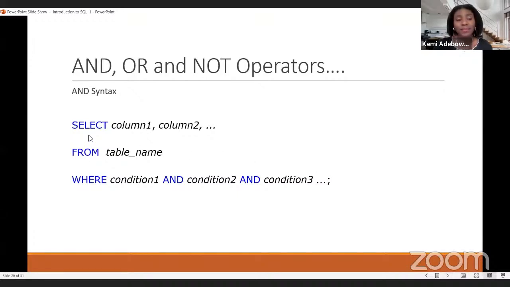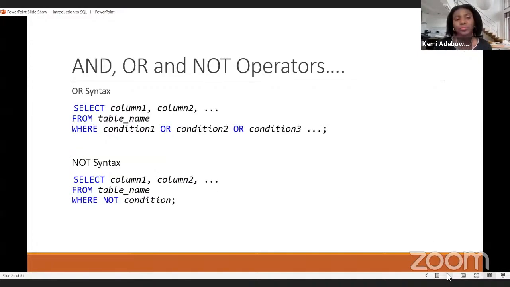So the syntax: we're going to SELECT column 1, column 2 FROM the table name WHERE condition 1 AND condition 2, depending on the number of conditions you want to specify are true. The OR syntax is the same thing. Then the NOT is going to have WHERE NOT, then you state the condition. WHERE NOT light-skinned, or WHERE NOT 7 feet tall.